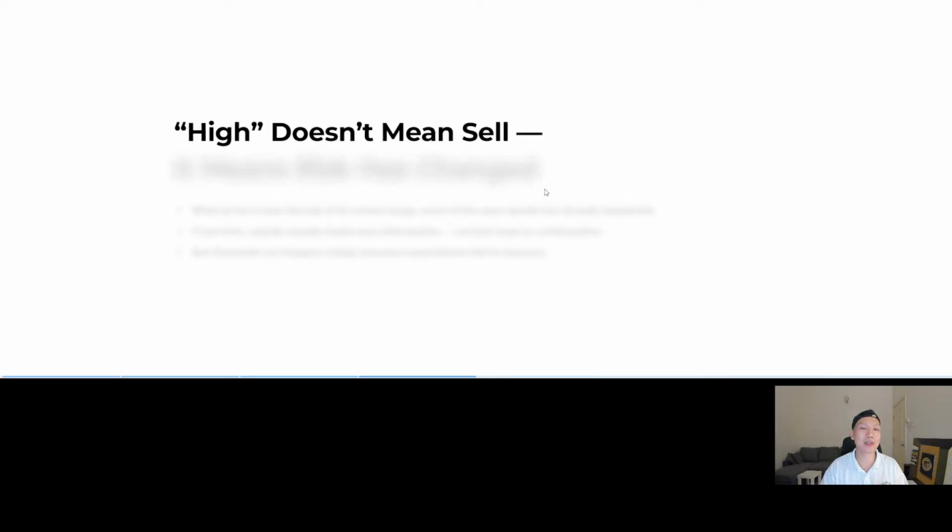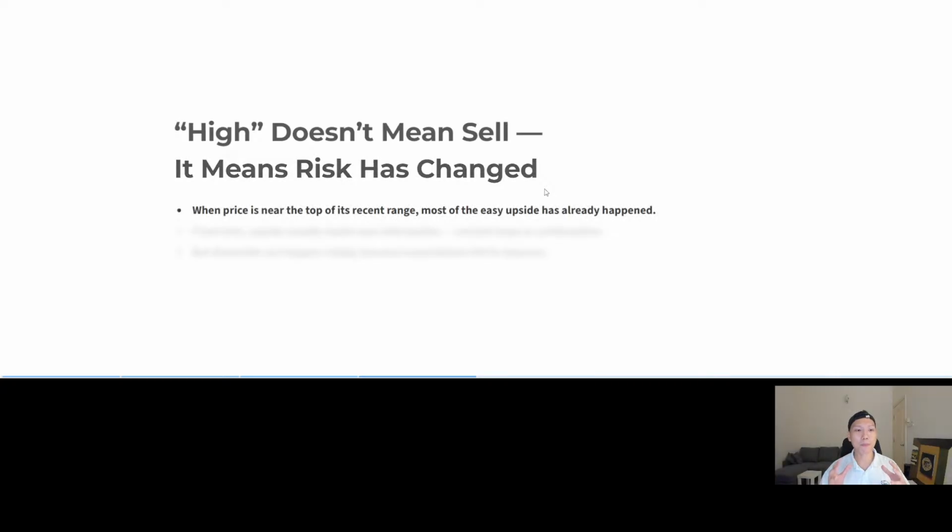I want to repeat this again: high doesn't mean sell. It only means that the risk, if we are going to participate in this market, no matter whether you're buying or selling, the risk that we're going to take at this particular time has changed. Now, how does the risk actually change? First, when price is near the top of its recent range, most of the easy upside has already happened.